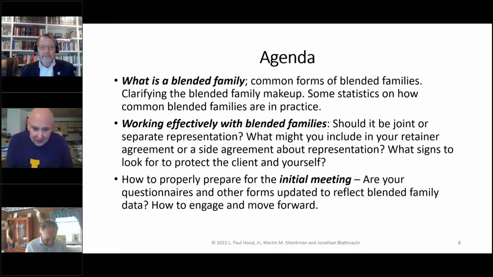We're going to spend the first 20 slides or so giving you some information about blended families. Sometimes we all tend to think of a blended family as one thing, but they come in different varieties and can be quite different. The slides, I hope, demonstrate that. We're going to talk about how you work with a blended family couple, and the joint versus separate representation issue. We're going to talk about the initial meeting.